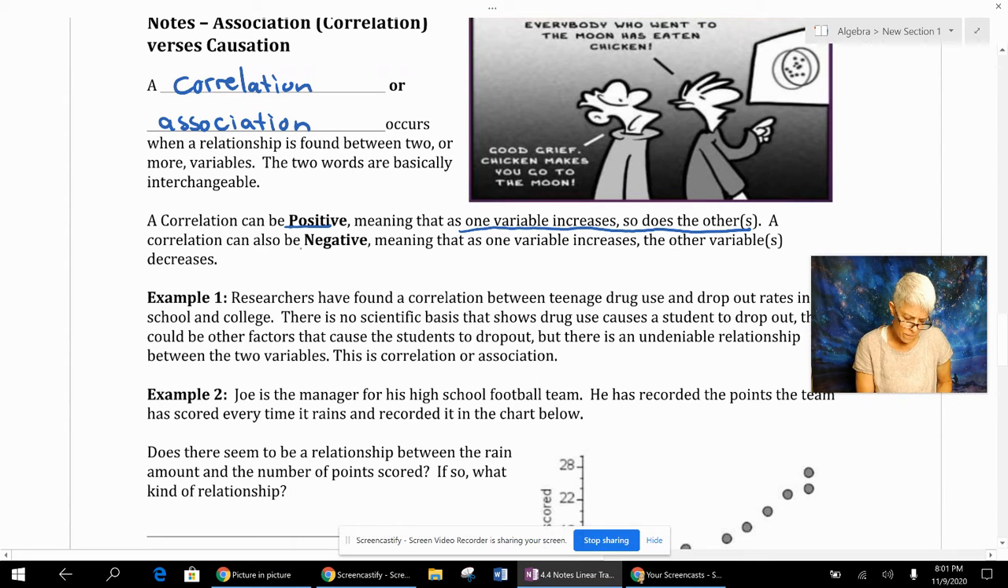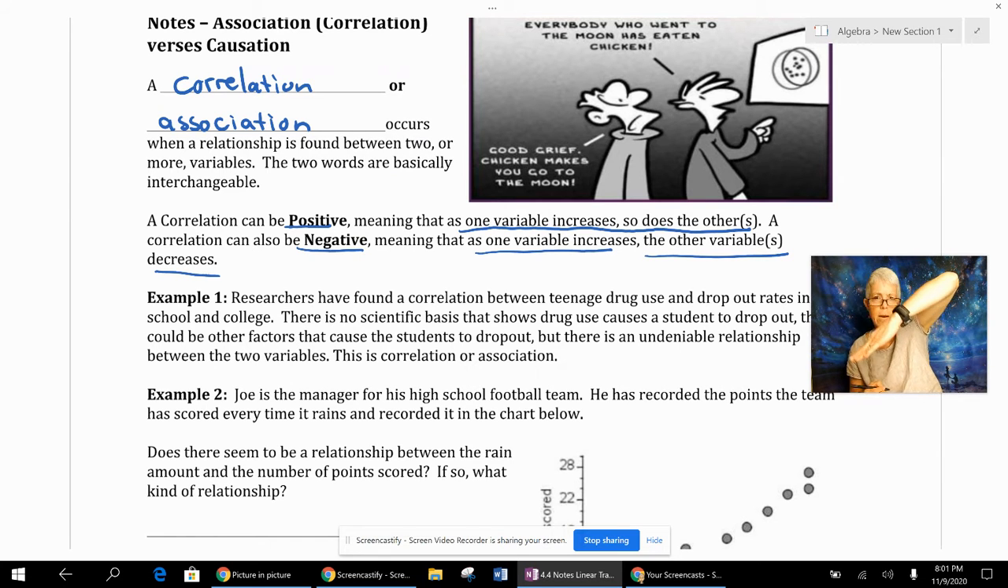A negative correlation, meaning one variable increases and the other variable decreases, I don't want you to think of as a negative thing. It's just a negative relationship that would create a downward trend on a graph. Example, the more I exercise, the more weight I lose. So that's a good thing. It's a good thing that I'm exercising and losing weight. One is going up, the other is going down. It's going to create a negative slope on a line.